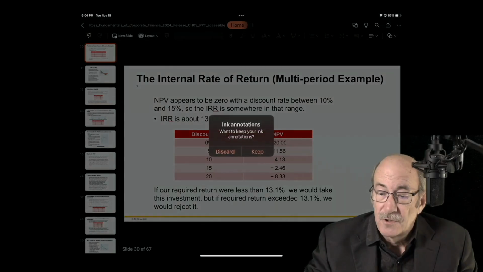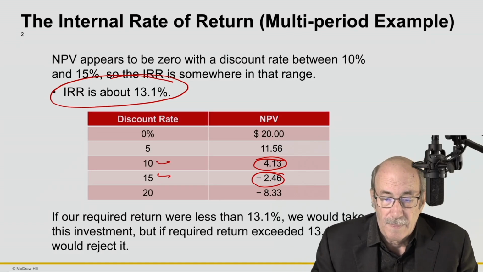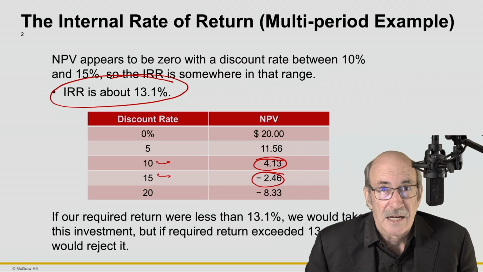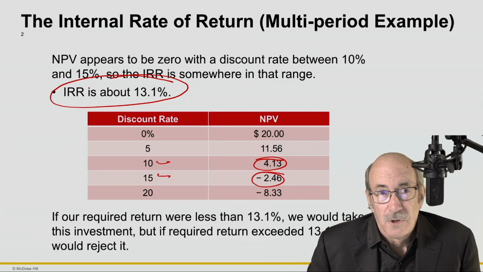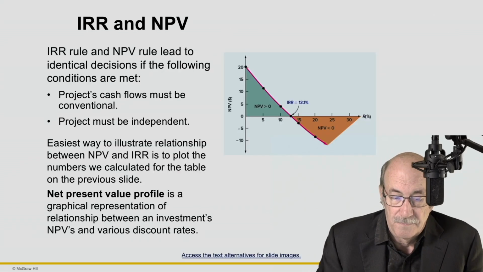All right, let's go back to the slides here. Now, depending upon what our actual cost of capital or required rate of return is, we'd either accept or refuse this project. If our required rate of return was less than 13.1, we would accept this project. If it were higher, we would reject this project.